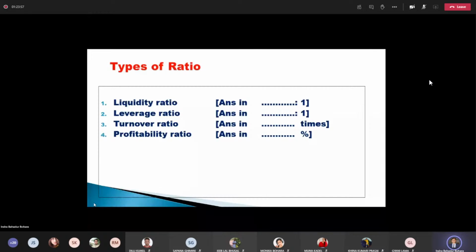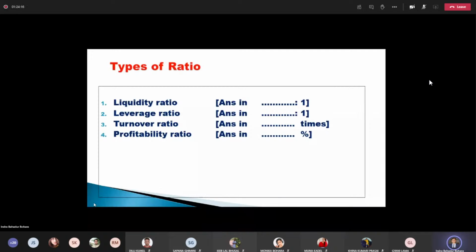And sometimes some of the ratios can be expressed in the form of times or rate, like 4 times, 5 times, 10 times, 20 times. And some of the ratios are expressed in percentage.